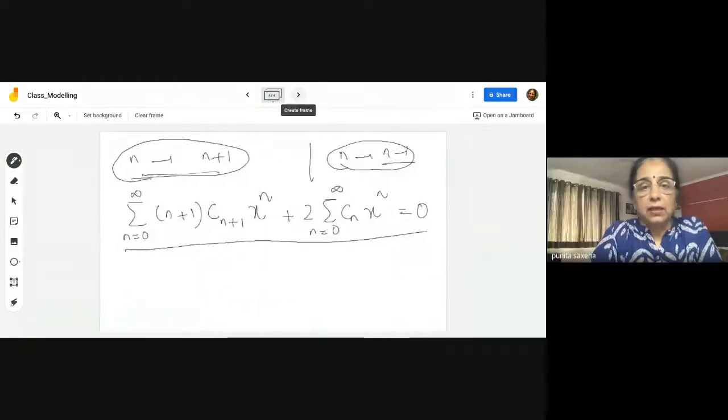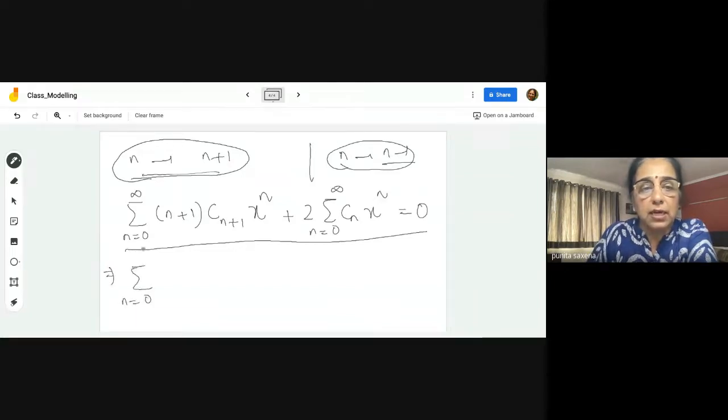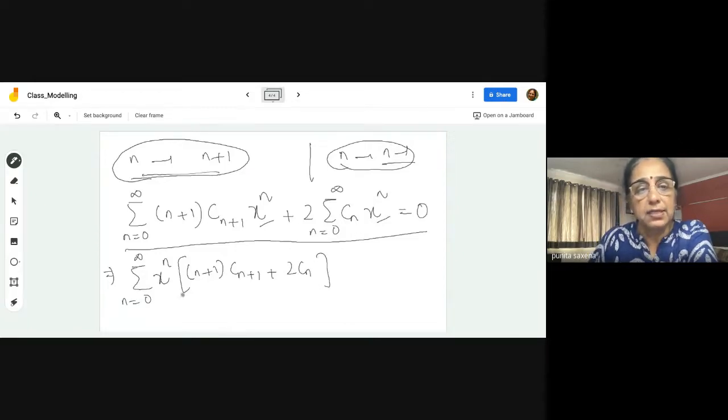Yes ma'am. Okay, so this becomes my left hand side, I mean, this becomes my differential equation now. Of course, I can combine the terms in the sense that my summation now is starting from 0 to infinity. Secondly, in both these terms, I have x to the power n, so I can retain x to the power n as it is, and I just have to collect their coefficients. From the first term, the coefficient is (n plus 1) c(n plus 1), and from the second term, the coefficient is 2cn. Is that right? Now this is equal to 0.